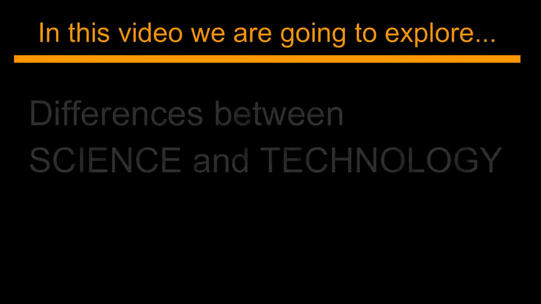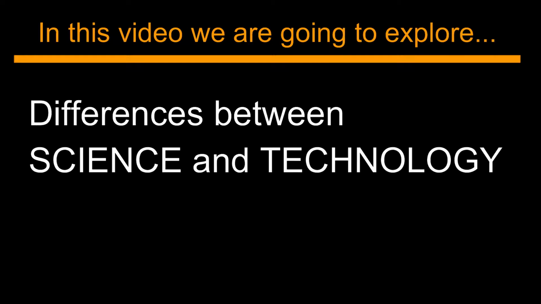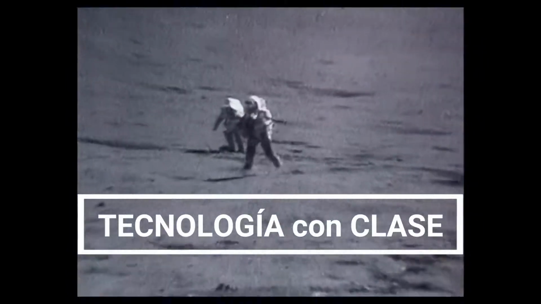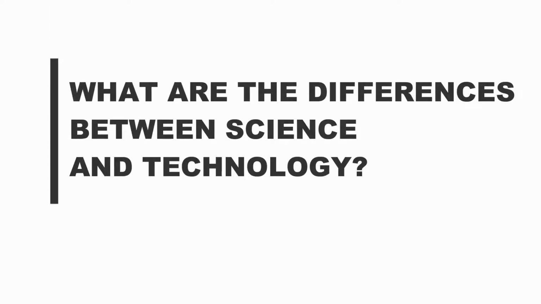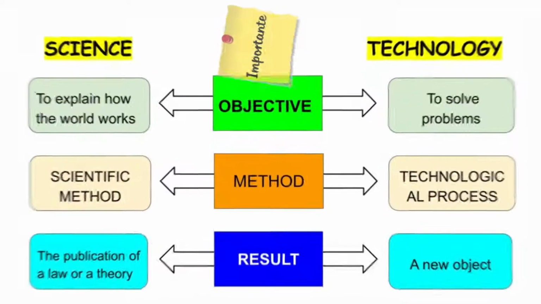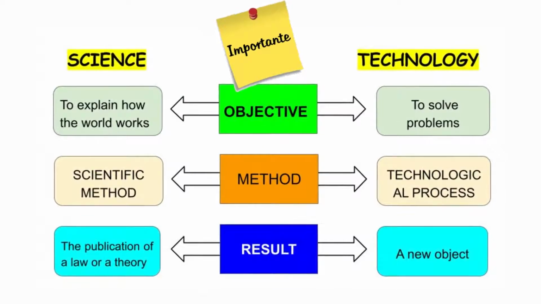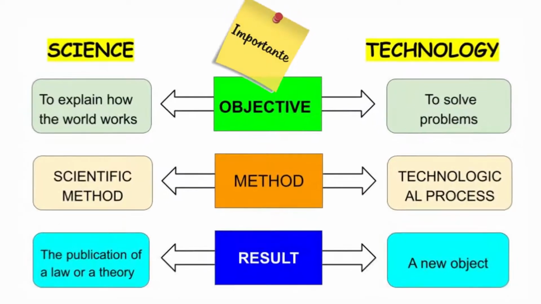In this video, we are going to explore some of the differences between science and technology, because technology and science are actually very different things. So let's begin. What are the differences between science and technology? This table clearly illustrates the differences. As you can see, the objective, the method, and the results are different for science and technology.